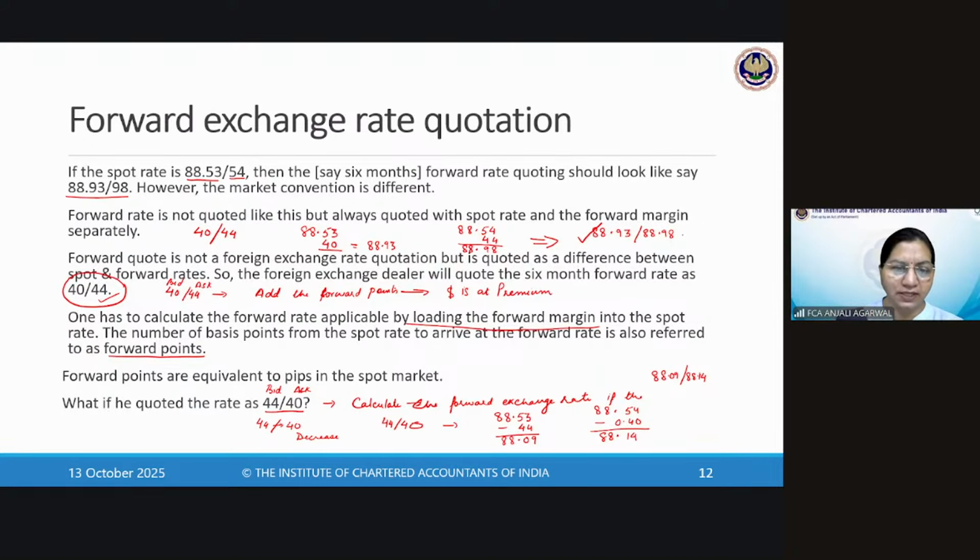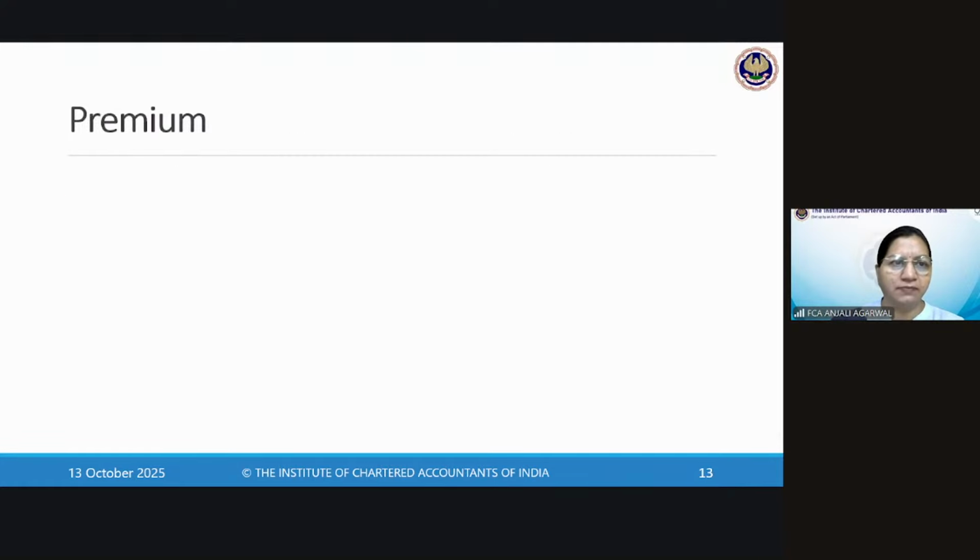But if you see that the price of the dollar has decreased from 88.53, it has become 88.09. From 88.54, ask has also fallen to 88.14. Then we say that the dollar is at discount. It is depreciating. So let's understand the concept of premium and discount. We'll continue with the same price.